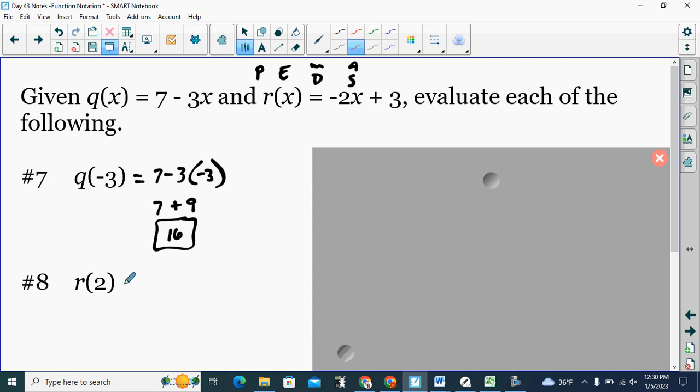R of 2. Here's r of x. I'm replacing the x with 2. I get negative 1.